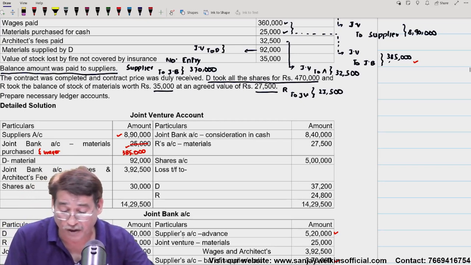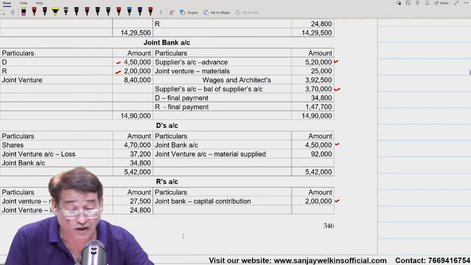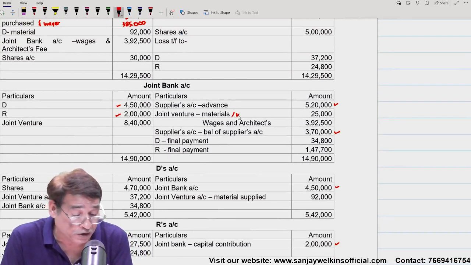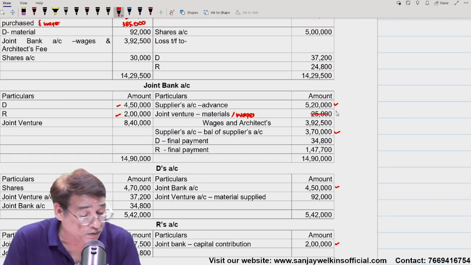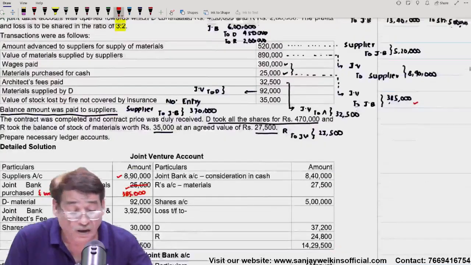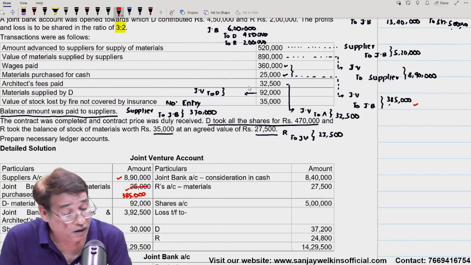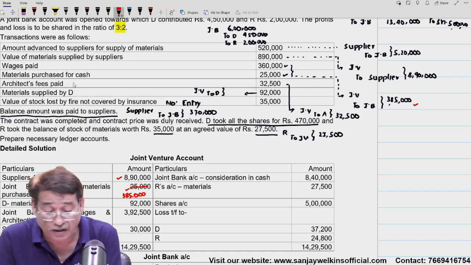Joint bank account to material and wages 385, and in the joint bank account, by material and wages 3,85,000. Correct? And then we have been given architect fees paid 32,500. We presume that this particular fee was paid by A actually.